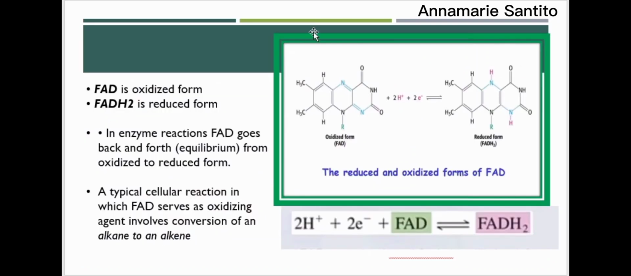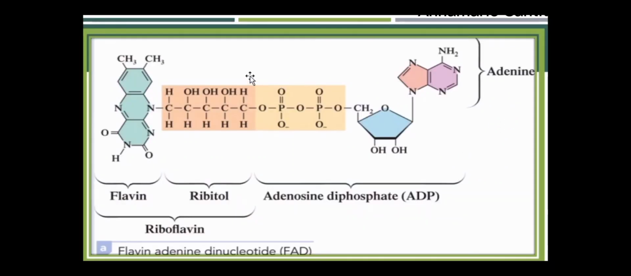So in typical cell reactions, the FAD serves as an oxidizing agent. So it involves conversion of alkane to alkene. In addition, the FAD, or the flavin adenine dinucleotide, accepts only two hydrogen atoms. So it is involved only in the Krebs cycle. It is not involved in the others, like glycolysis or the link reaction. It is only involved in the Krebs cycle. So that's all.